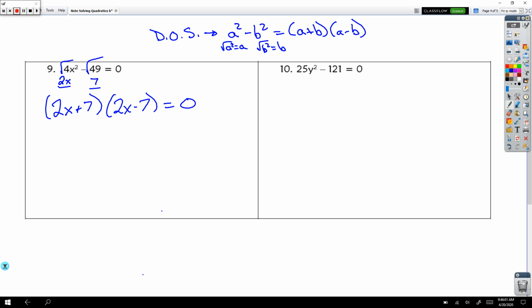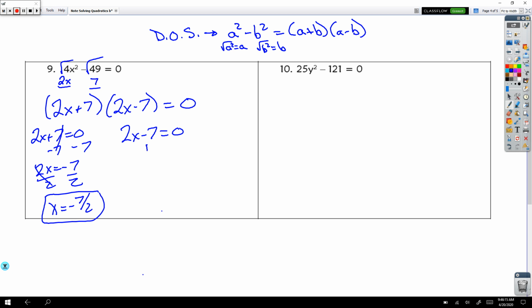Setting each piece equal to 0. Subtract, divide, add, divide.